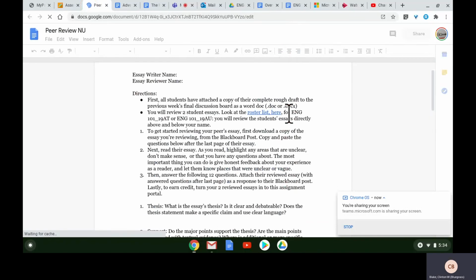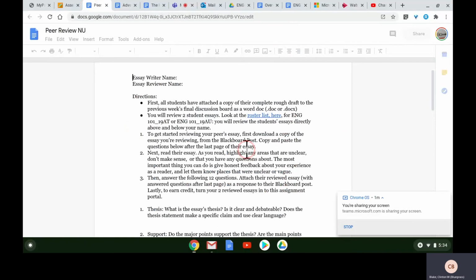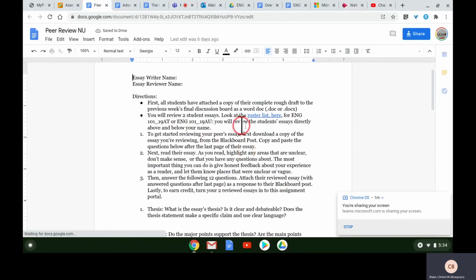Okay, so folks, here are our directions. So the first thing you want to do, all students have attached a copy of their complete rough draft to the previous week's final discussion board as a Word doc. So you'll probably remember last week we had a discussion board post. After you turned in your rough drafts to me, you went and you attached your completed rough draft onto the discussion board. So we're gonna actually go back and use that today. We're gonna go back into last week's discussion board to get the documents.